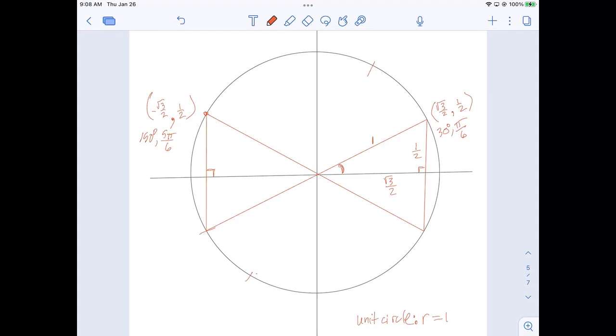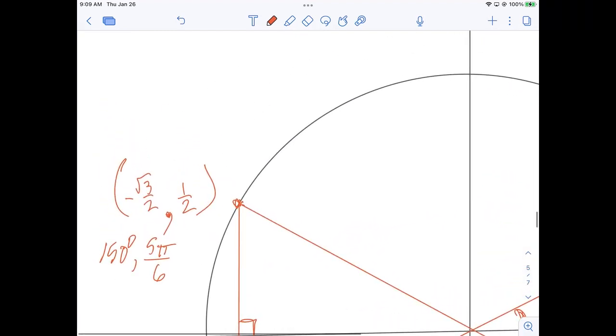What would secant of 5 pi/6 be? Secant flips the cosine, and you get 2 over negative square root of 3, which when you rationalize is negative 2 square root of 3 over 3. If you're still kind of having a hard time thinking about how they pair up, here's one thing that might help you remember this. Cosine and secant are reciprocals of each other.